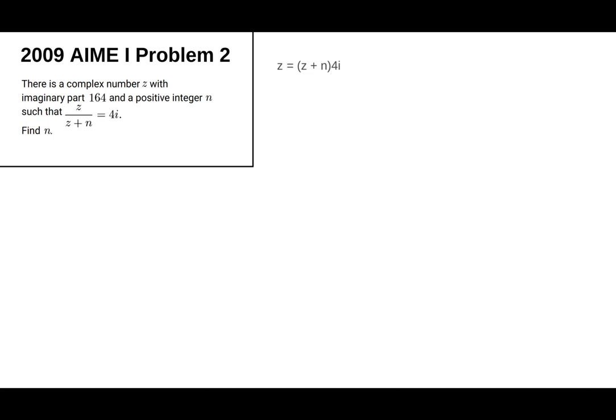equation times z plus n. So then we get z is equal to z plus n times 4i. Now let's expand the parentheses, and then we get z is equal to 4zi plus 4ni.